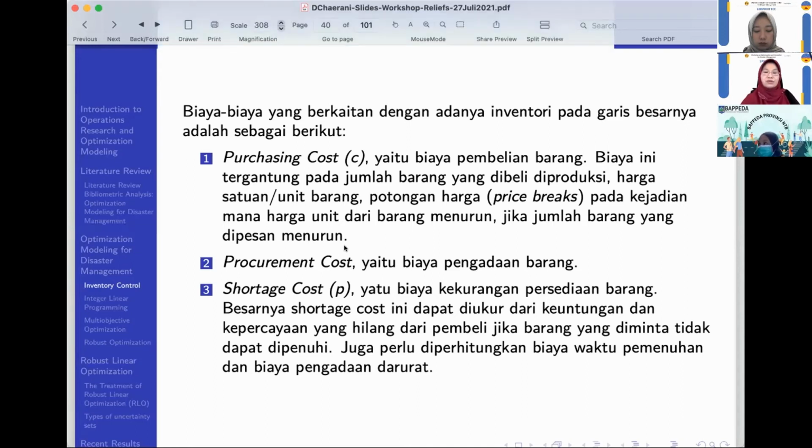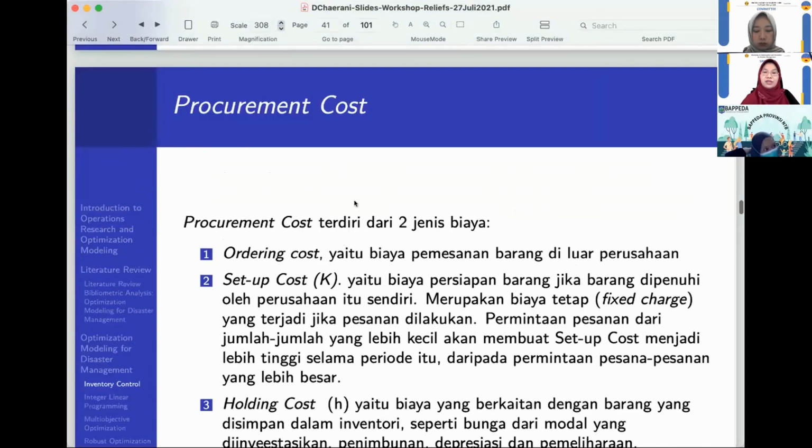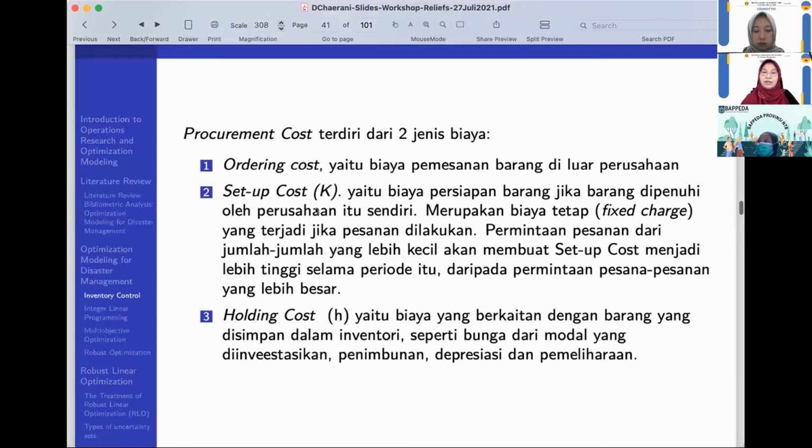Kemudian di sini procurement cost itu juga terdiri dari beberapa jenis. Jadi ada 3 di sini, order, setup cost, dan holding. Kalau misalnya seperti tadi saya contohkan, saya beli banyak dari tukang sayur, berarti saya harus simpan di kulkas. Kulkasnya kapasitasnya berapa, kemudian listrik saya berapa seharinya, kita pakai untuk penyimpanan tersebut.